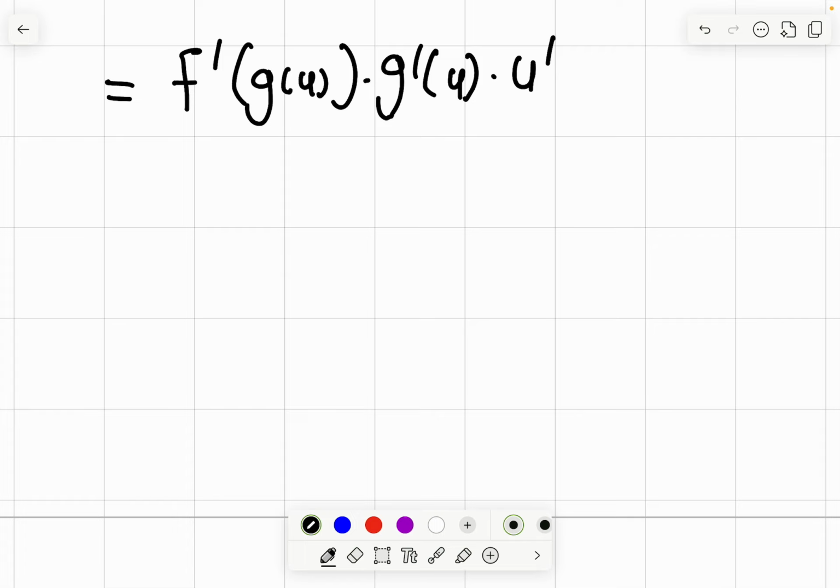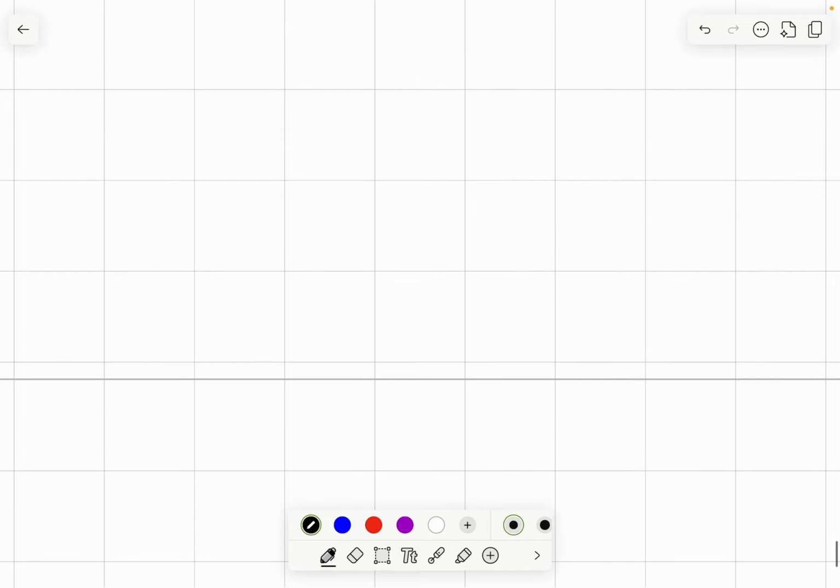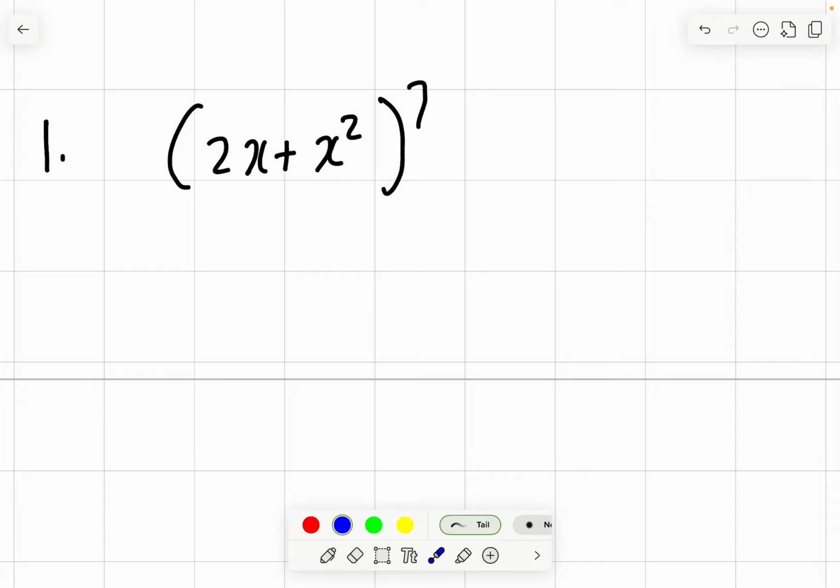So let's do a quick example of using the chain rule. Suppose you have a function like this. Let's say number 1. The function is (2x plus x squared) to the power 7. If you expand this thing 7 times, you are going to waste time. You'll waste so much time because expanding that thing will take you so long. So there is a way, using what is called the chain rule.